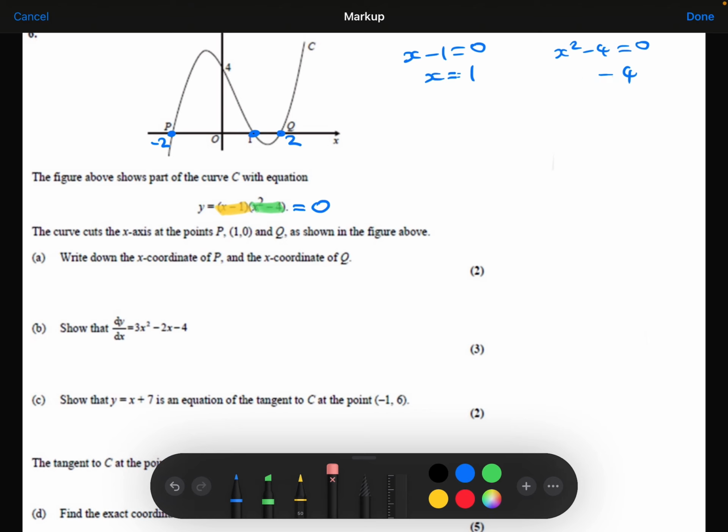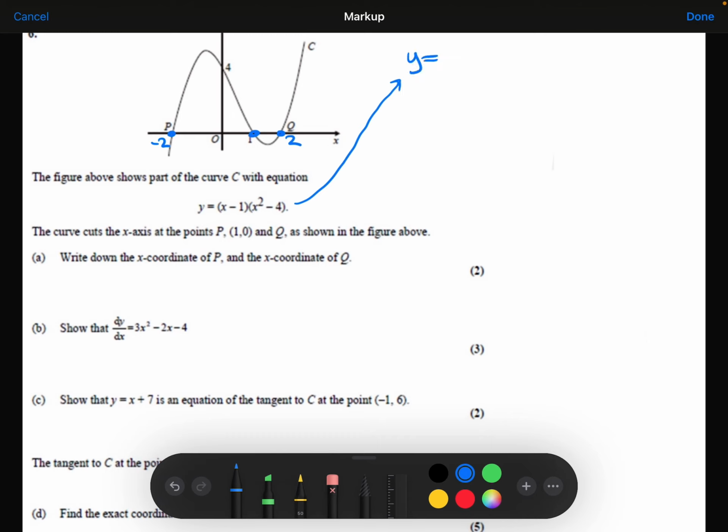Right, moving on to part B. We need to show that dy by dx is 3x squared minus 2x minus 4. So I need to differentiate this. Well, I can't differentiate it the way it's written at the moment. I need to expand those brackets.